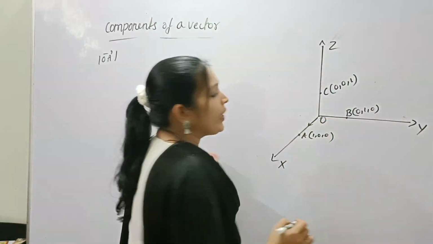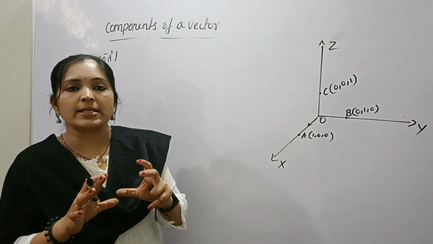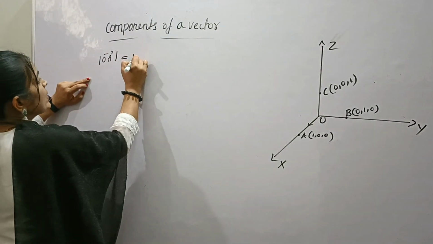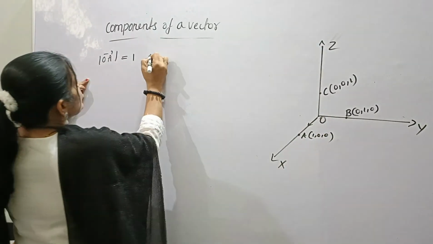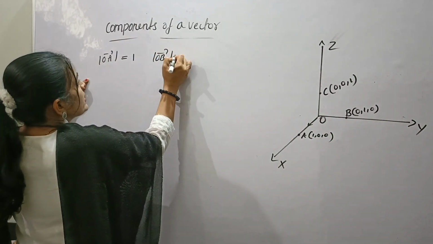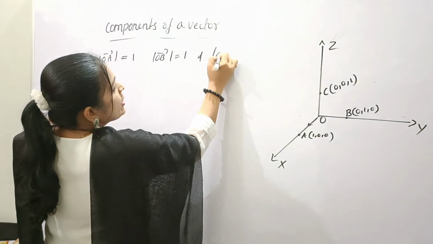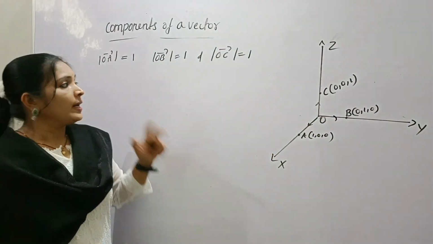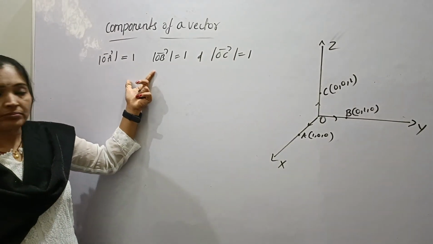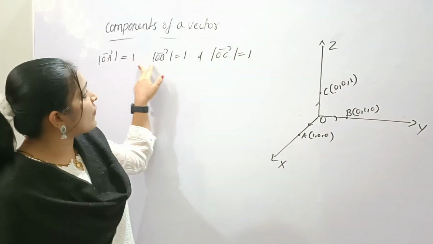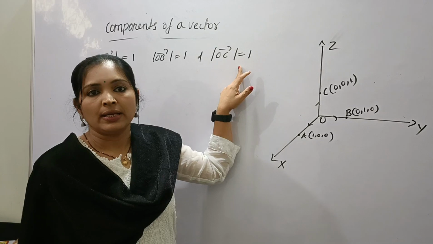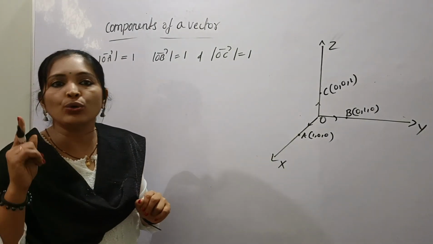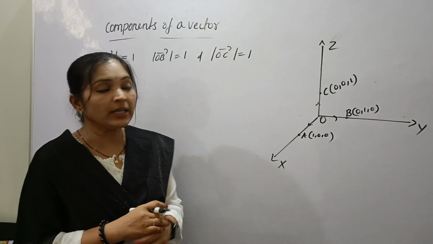Therefore, the magnitude of vector OA is nothing but 1. That is, modulus of vector OA is equal to 1, modulus of vector OB is equal to 1, and modulus of vector OC is equal to 1. What does it mean? The magnitudes of these vectors are 1. We know that a vector which has magnitude 1 is called a unit vector.